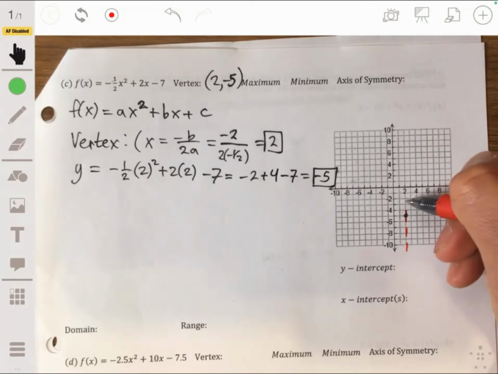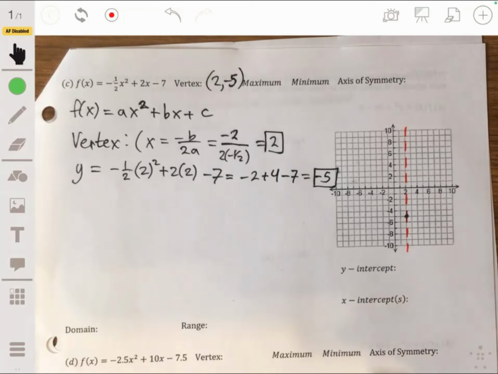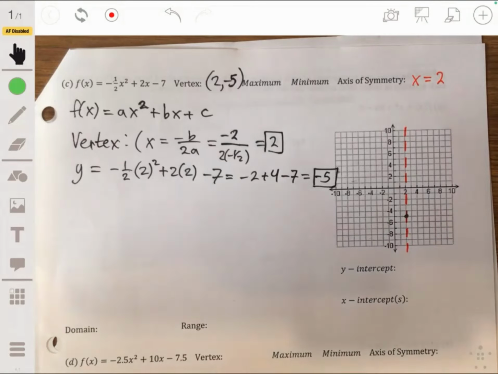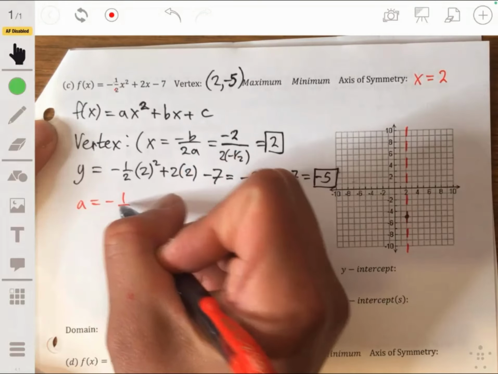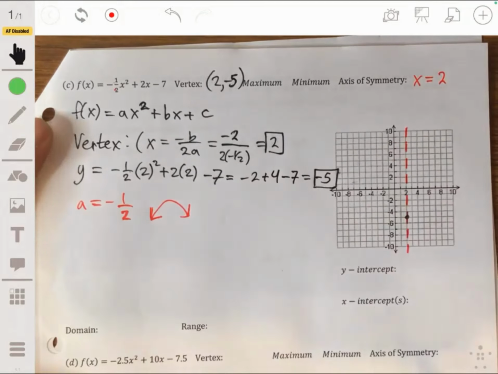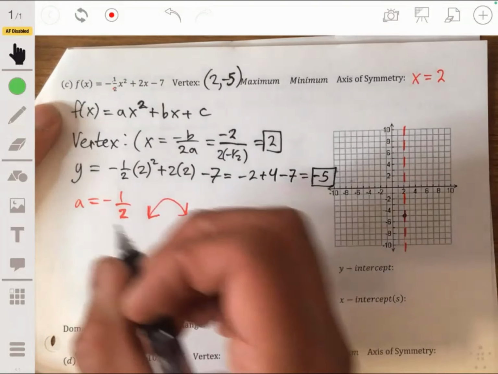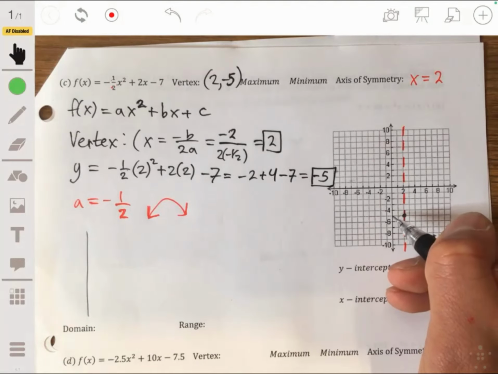Drawing our line of symmetry. So we're going to have x is equal to 2. Okay, in this case, our a value is -1/2. So that's going to tell us it's going to open downward. It's going to do something like this. Okay, so then, again, you could pick values around the vertex. So we can have, going from -1, 0, 1.